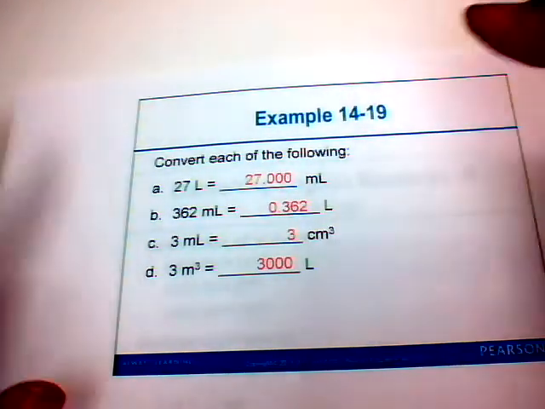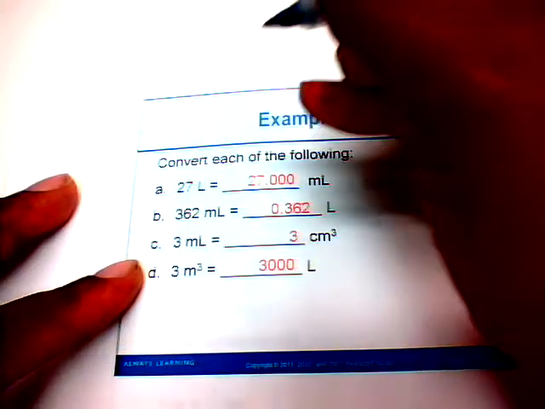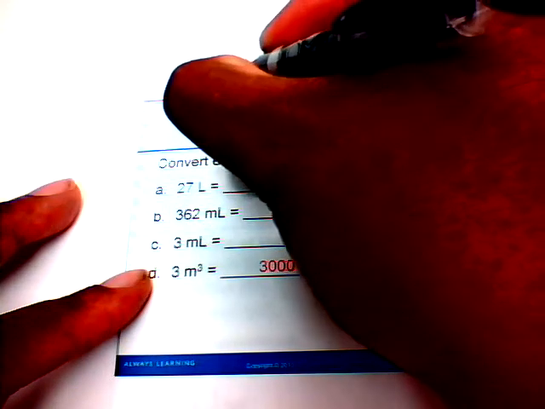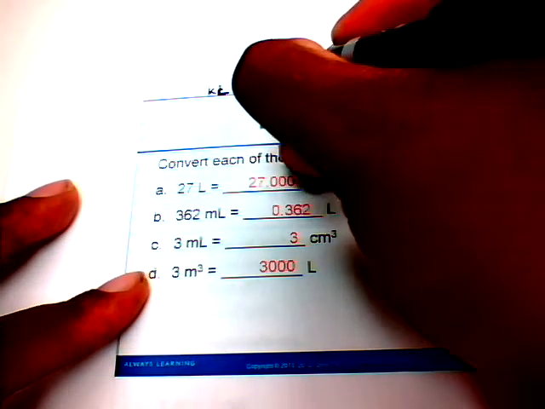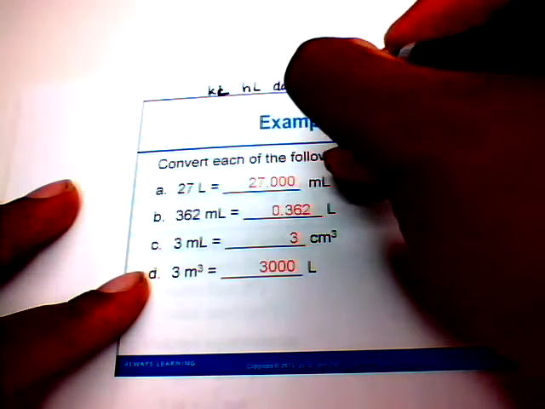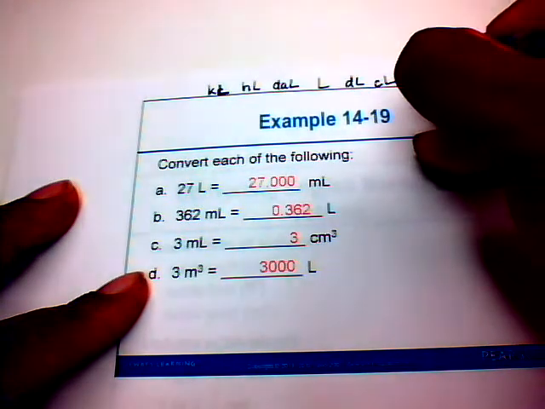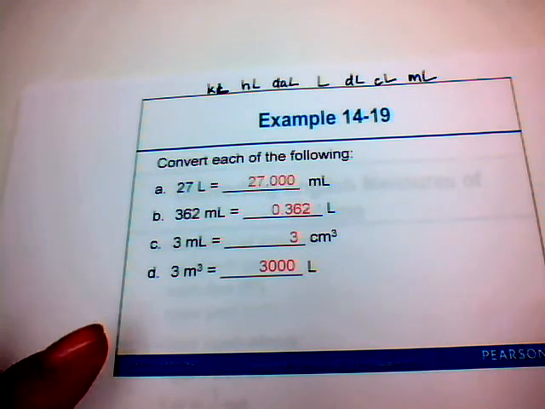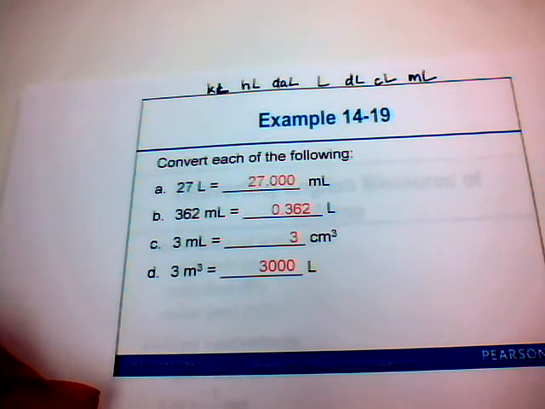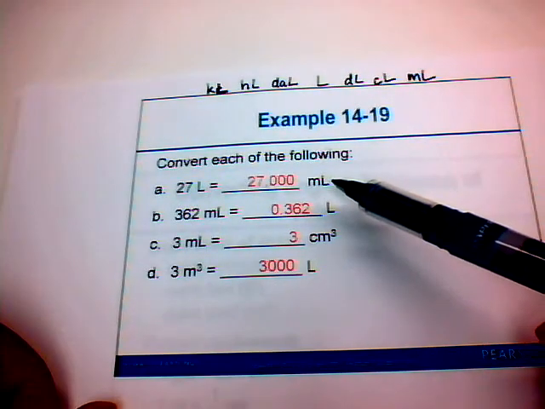So here, this same chart that I use for meters can also be used for liters. So I'll write this as liters. Okay. It's the same thing, but it's just used for liters this time instead of the meters, which is the basic unit of length. 27 liters is equal to how many milliliters?